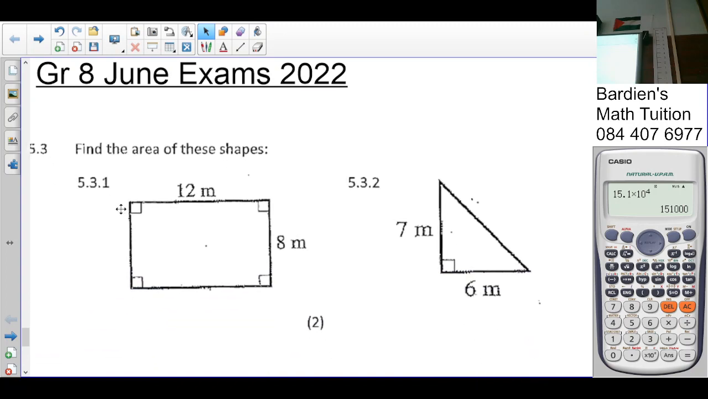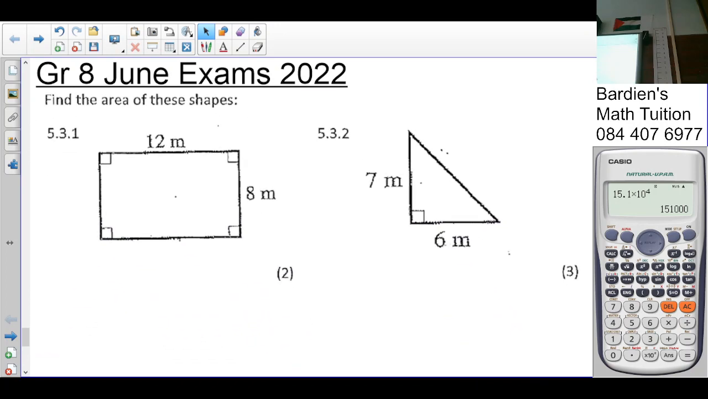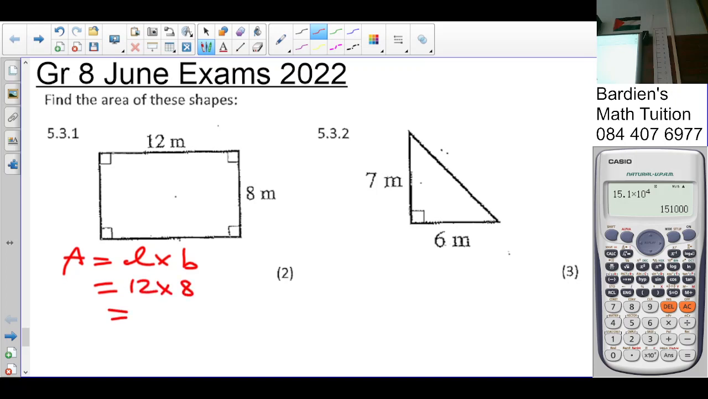In 5.3.1, find the area of these shapes. How do you calculate the area of a rectangle? Length times breadth. So it's going to be 12 times 8, which is 96. This is meters, so this will be meters squared. And you were penalized if you didn't write meters squared.